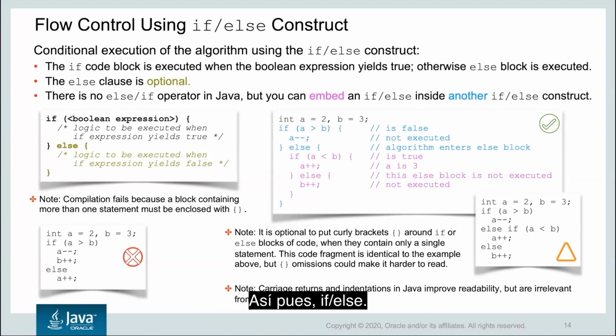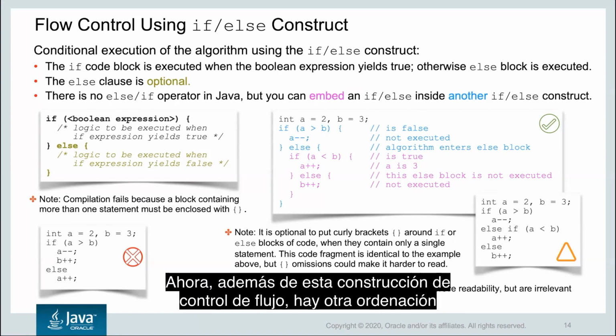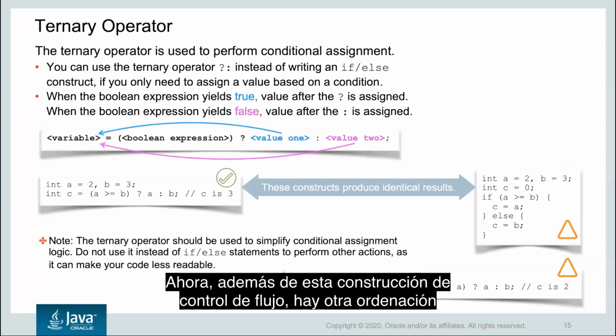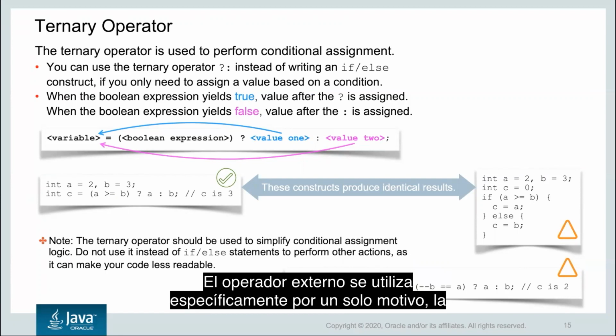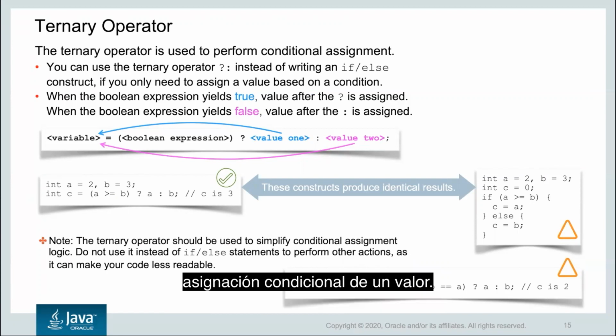Right. So that's if else. Now, in addition to these flow control constructs, we also have another interesting twist on these if else statements. That's the ternary operator. The ternary operator is used specifically for just one reason: conditional assignment of a value.